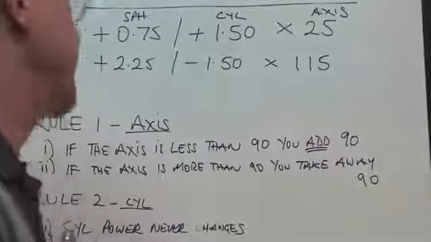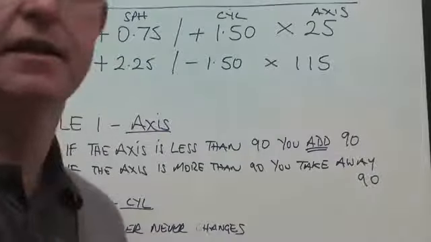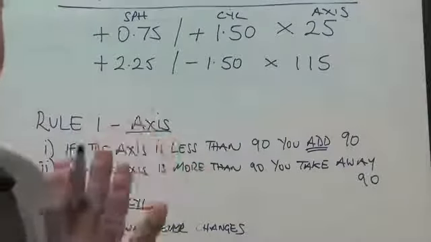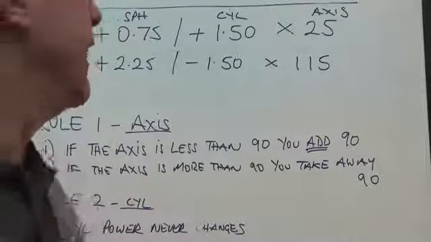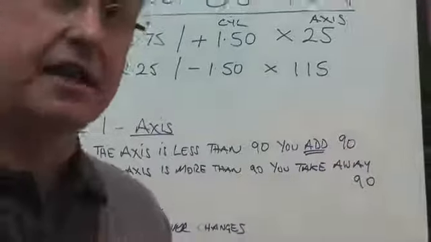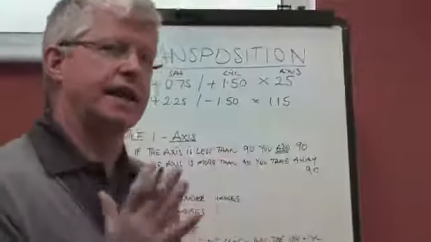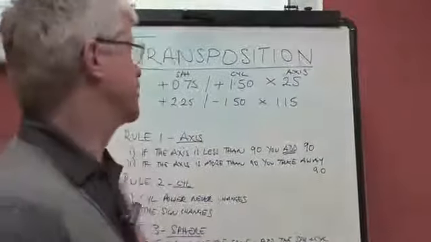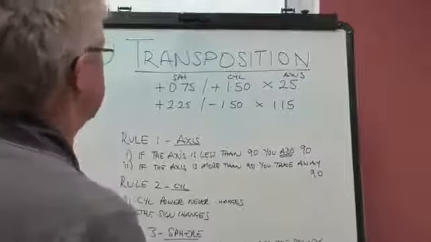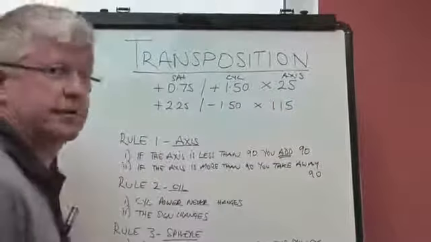So for example, if you've got an axis of 180, that's more than 90, you take 90 off that, so you end up with an axis of 90. And if it's an axis of 10, you want to add 90 to it, so the axis becomes 100. So that is the axis and how we deal with the axis.